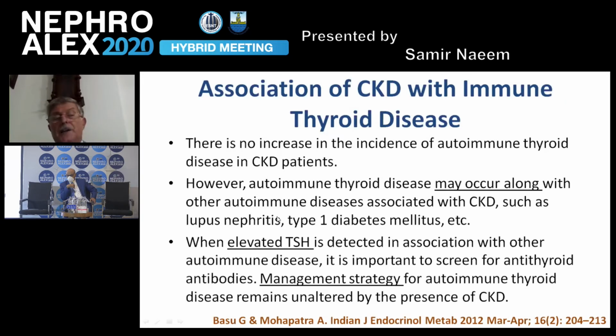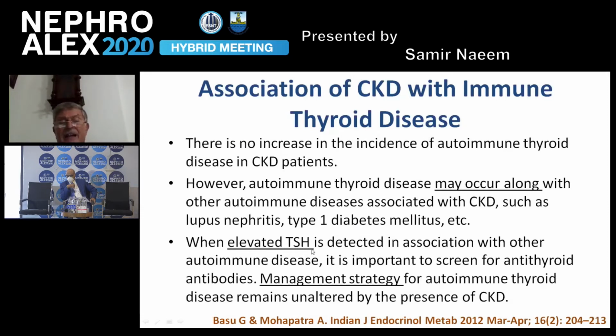Although other publications showed that there is no increase in autoimmune thyroid disease in patients with CKD, they still have a higher incidence of hypothyroidism. And the explanation is that autoimmune thyroid disease can be associated with other autoimmune diseases which can affect the kidney, like systemic lupus or type 1 diabetes.